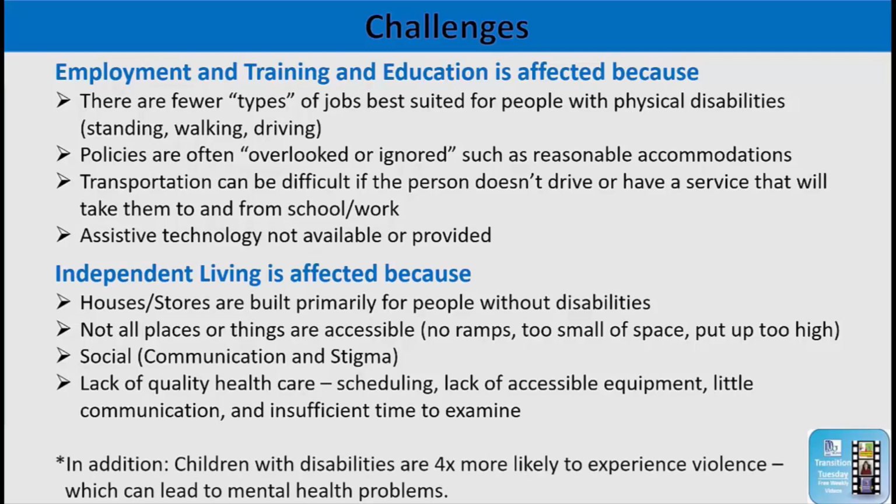In addition to all of this, children with disabilities are 4 times more likely to experience violence, which can lead to mental health problems, and also can be another major adult challenge.